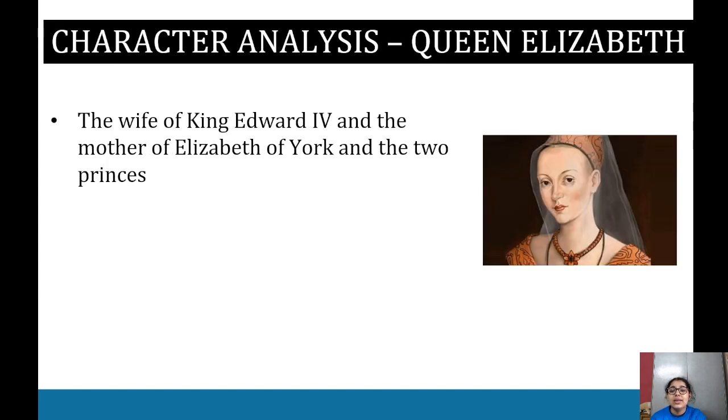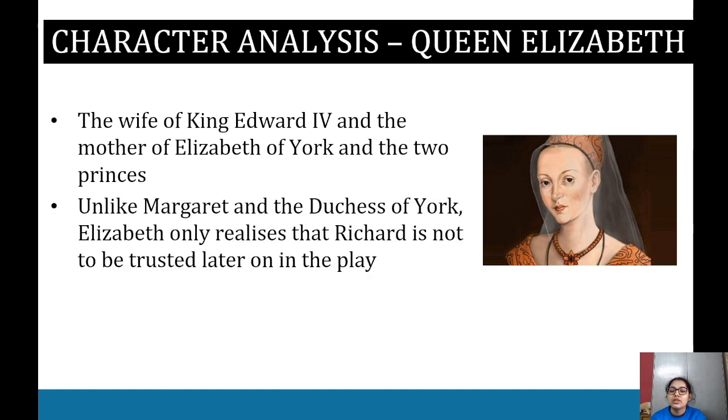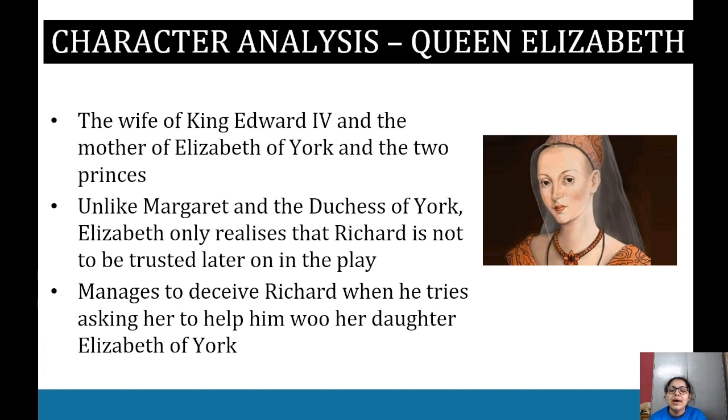Queen Elizabeth is the wife of King Edward IV and the mother of Elizabeth of York and the two princes. Unlike Margaret and the Duchess of York, Elizabeth only realizes that Richard is not to be trusted later in the play. So both Margaret and the Duchess of York know that Richard is not to be trusted from the beginning, but Elizabeth only realizes it towards the end. She manages to deceive Richard when he tries asking for her help to woo her daughter Elizabeth of York.